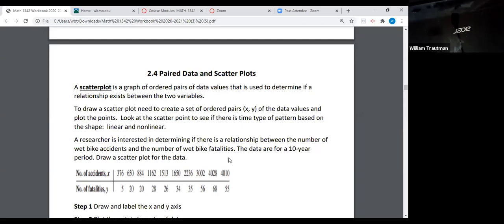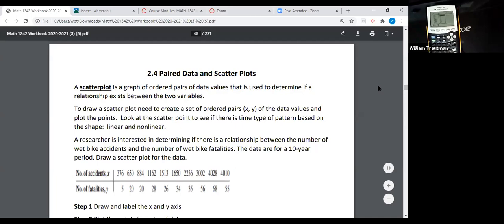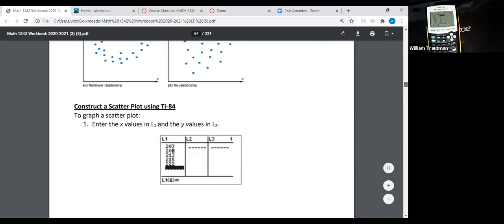5, 20, 28, 26, 34, 35, 56, 68, and 55. Okay, so thank you. Now I'm going to scroll down here for a second, see what it says.